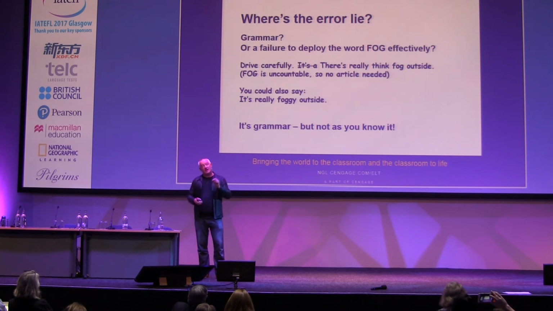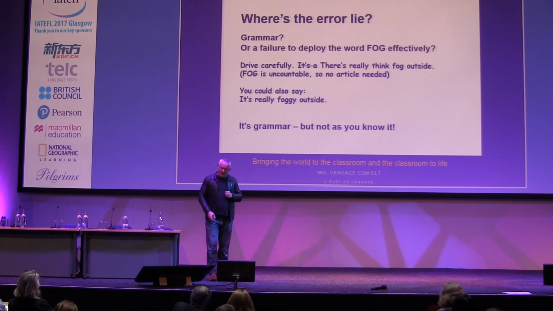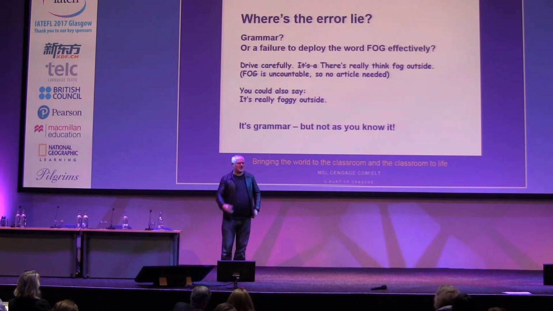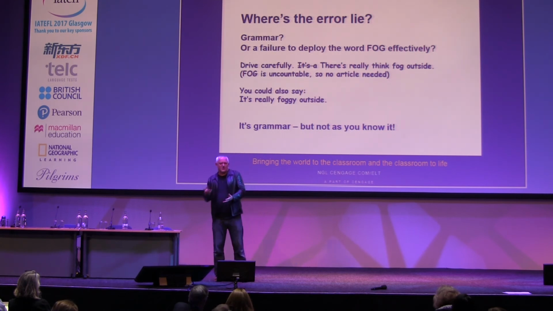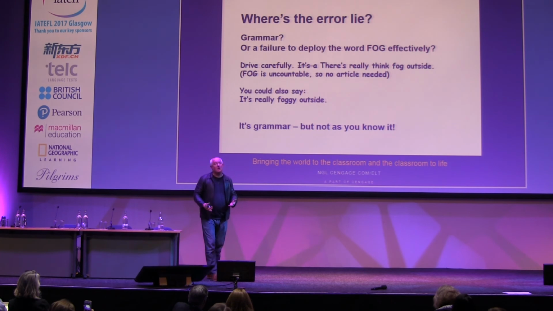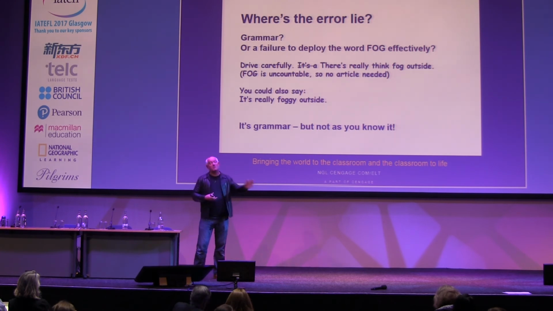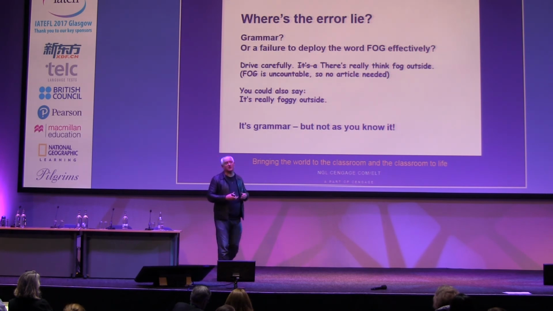There's a temptation initially to correct the basic surface error. So rather than going, "Drive carefully, it's a really thick fog," you just cross out the "a". And then you start thinking, well, that sounds weird. It's really thick fog. There's really thick fog. Why? Well, that's how that word frequently colligates in English. You might want to mention fog's uncountable, no article needed. You might then want to add, you can also say, "It's really foggy outside."